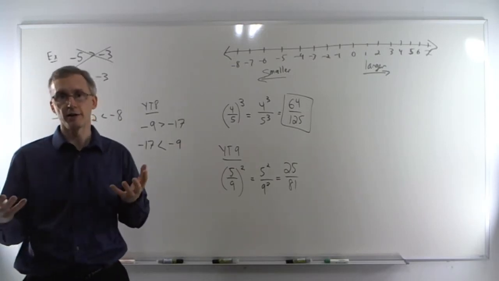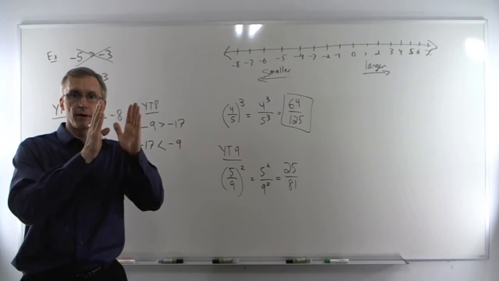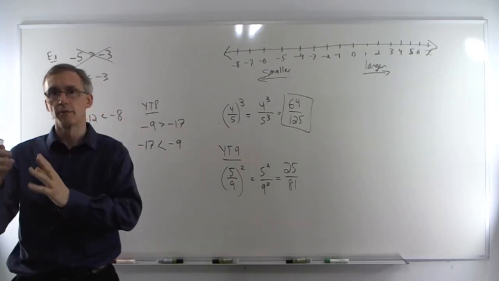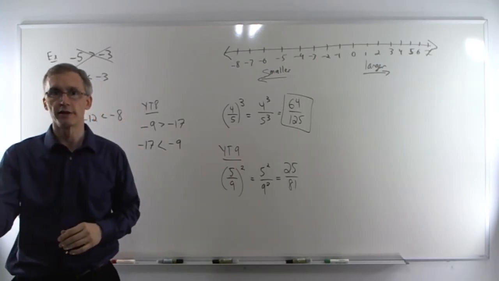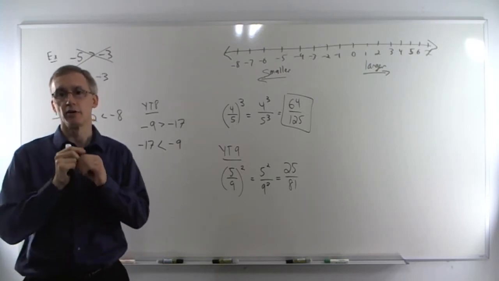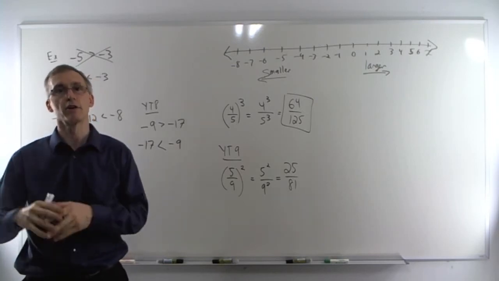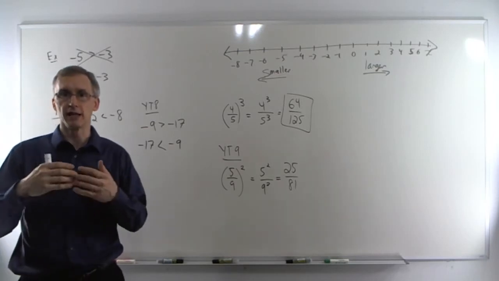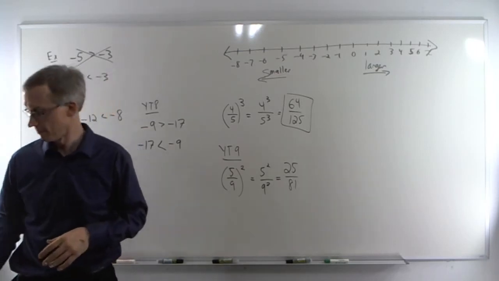But if you had an odd number of negatives, you're going to have pairs of negatives that are canceling, but there's going to be one left over that doesn't have a partner. And that negative is going to stay in your answer. So if you're multiplying an odd number of negatives, you're going to get a negative answer. If you're multiplying an even number of negatives, you get a positive answer.